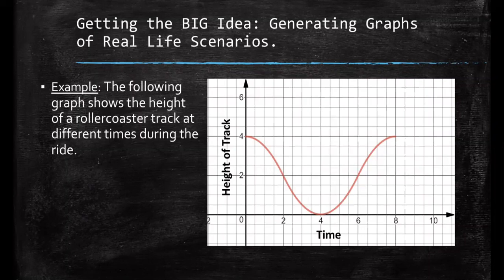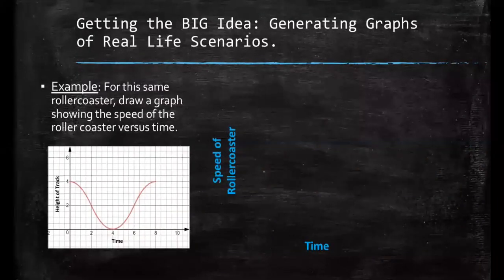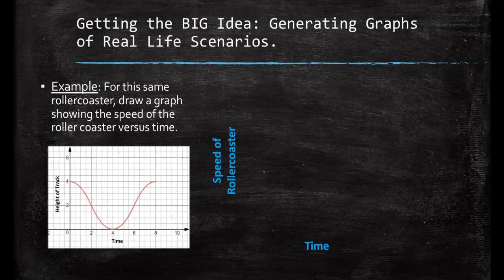Now, all of these things are also very important as we start to analyze this graph and think about, okay, if we know the height over time, can we use that to generate an entirely new graph that for this same roller coaster looks at the speed of the roller coaster over time? How should that speed graph look? Again, you're not worried about the numbers here. Your time should still go from 0 to 8, but you don't know exactly how your speed should change as far as from what number to what number.